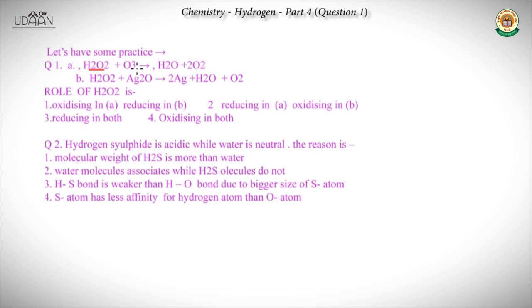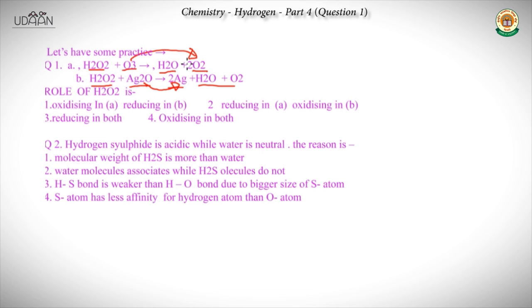First one, H2O2 plus O3 will be reacting to give H2O and O2. Okay, and second one, H2O2 and Ag2O will give Ag and O2. In this, we can see that Ag is directly reduced from Ag2O to Ag, and in this reaction, O3 is converted into O2. This is neither an oxidation nor a reduction.